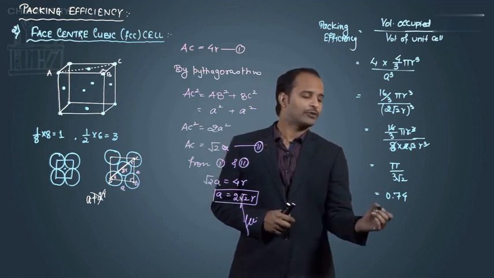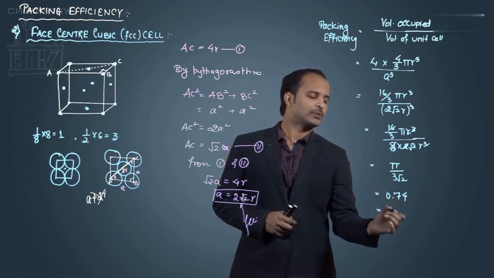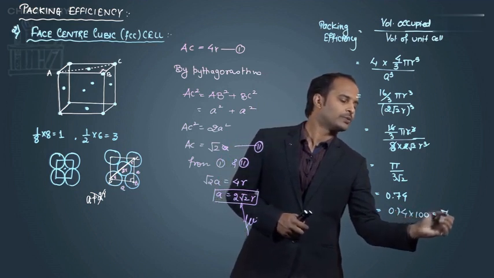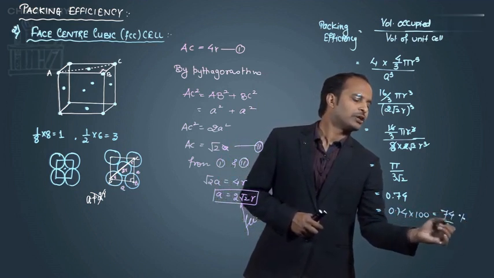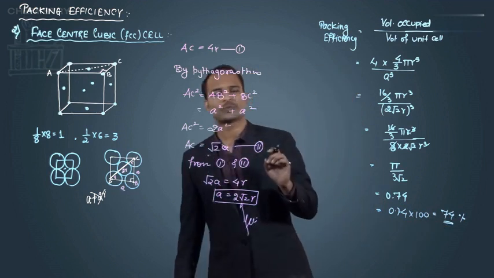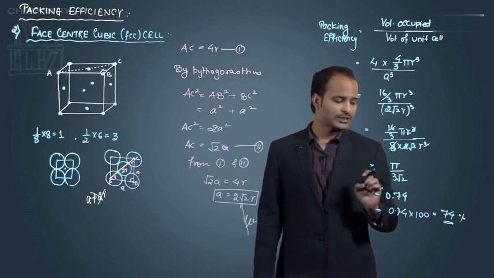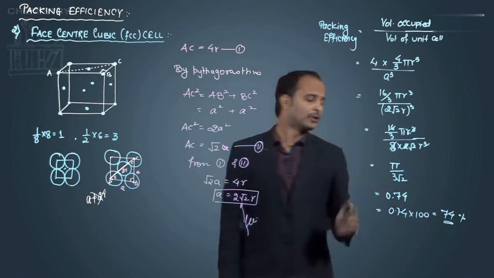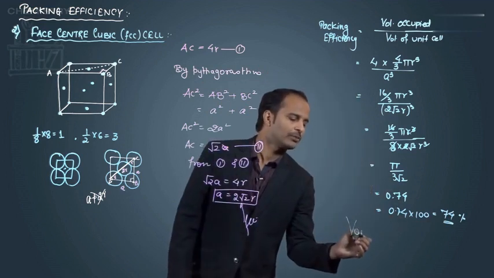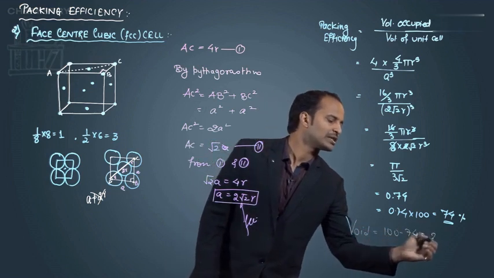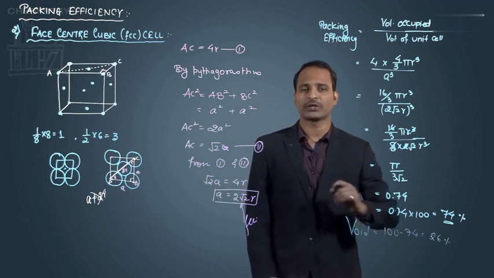If you want to convert it into percentage, multiply by 100. So in percentage it is 74%. That means out of the total available space, 74% of the space is occupied by the atoms or particles in the case of the FCC unit cell. And the vacant space, that is the void, will be equal to 100 minus 74, that is 26%, or in fraction 0.26.